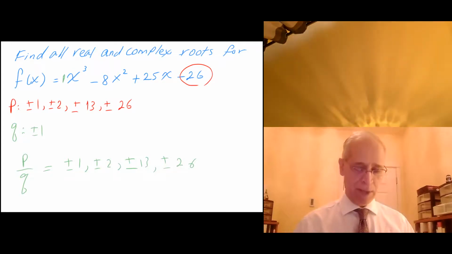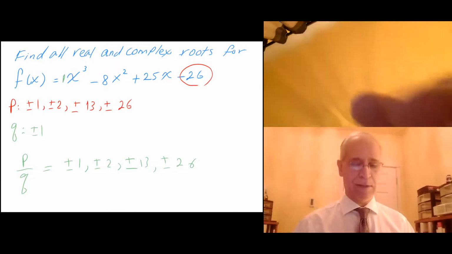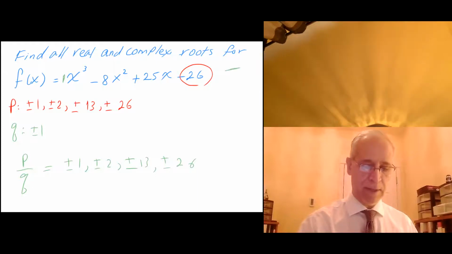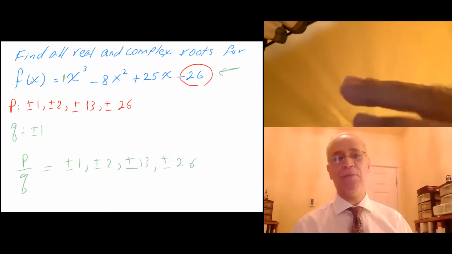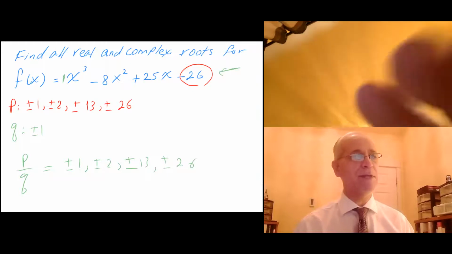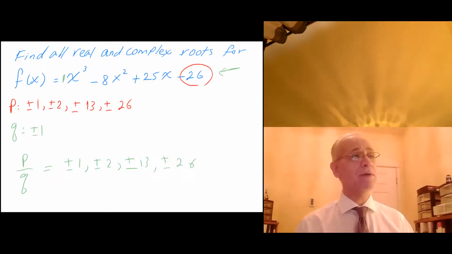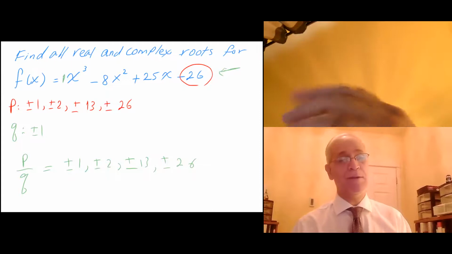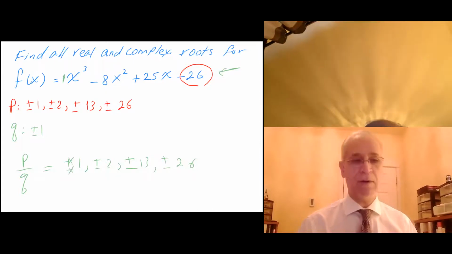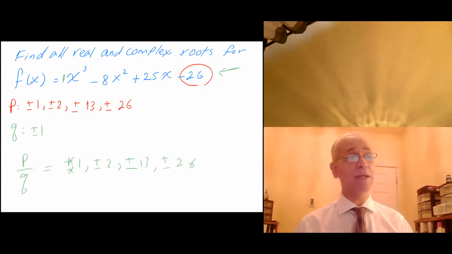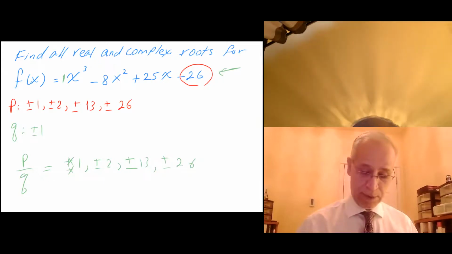Okay, now let's try some of these numbers. I'm going to look at the negative 26 from right here. There is no way that f of positive 1 will end up being 0 because that negative 26 is messing me up. And same for negative 1. If you want to try it on your own, go for it. But I know that positive 1 and negative 1 are not roots. Let me go to the next page and try 2.